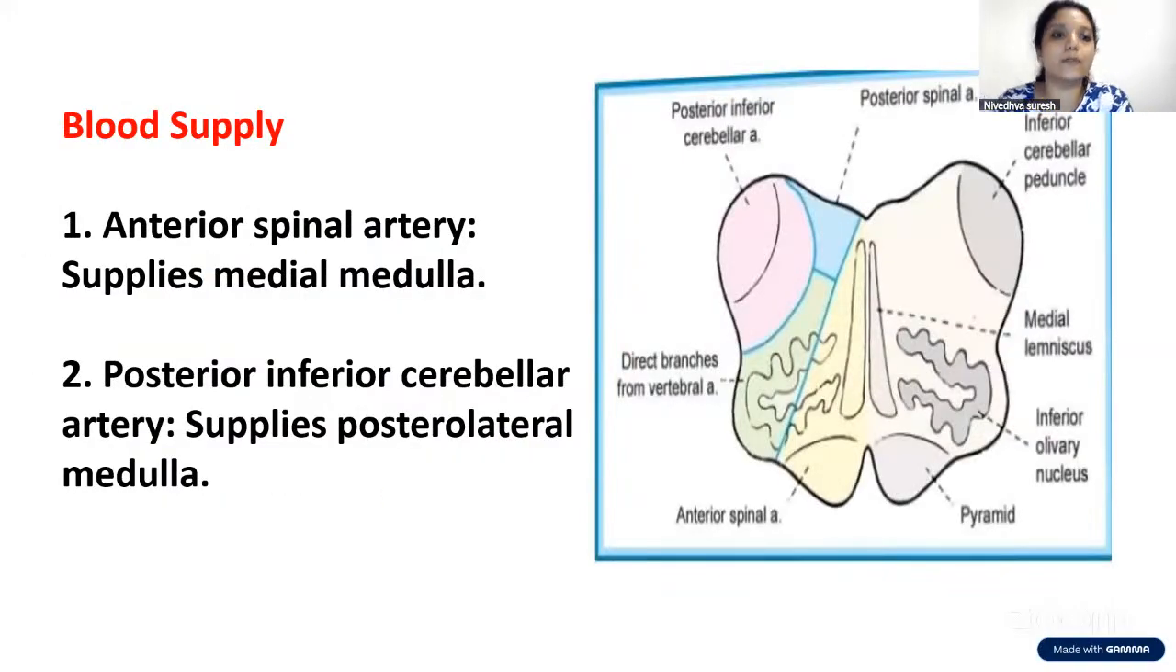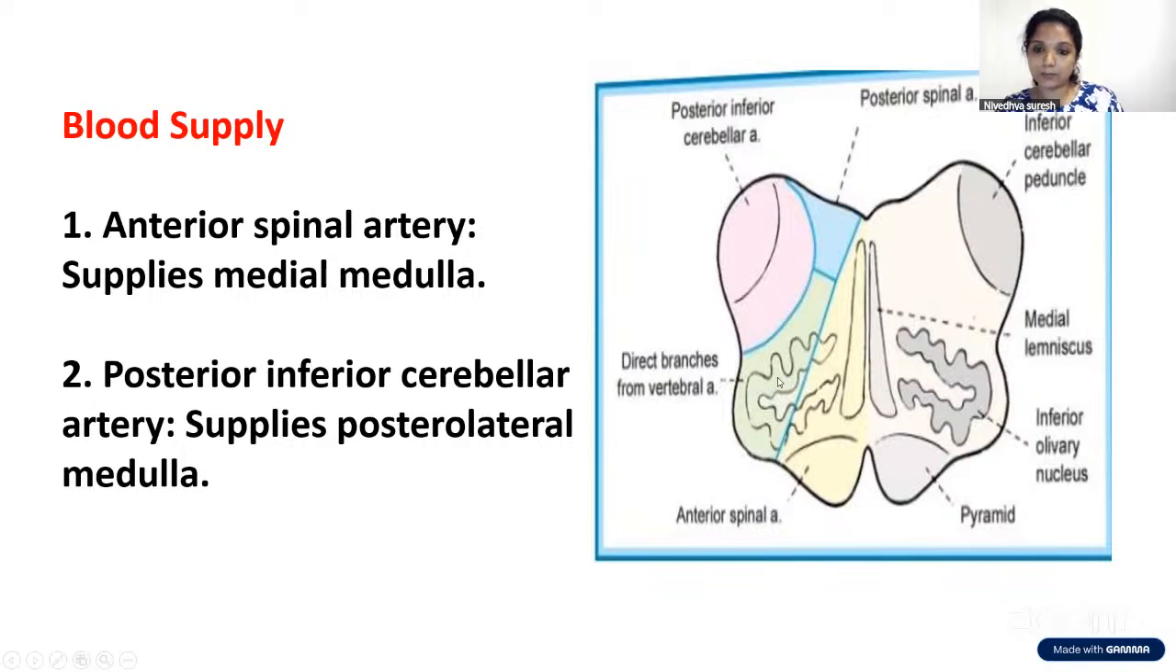Okay, students. Next, we are going to see about the blood supply. Here you can appreciate in this diagram the posterior inferior cerebellar region. This region is supplied by the posterior inferior cerebellar artery. Actually, mainly there are two arteries, the anterior spinal artery and the posterior inferior cerebellar artery. This is the major supply, the posterior inferior cerebellar artery. And this is also the anterior spinal artery, also a major supply.